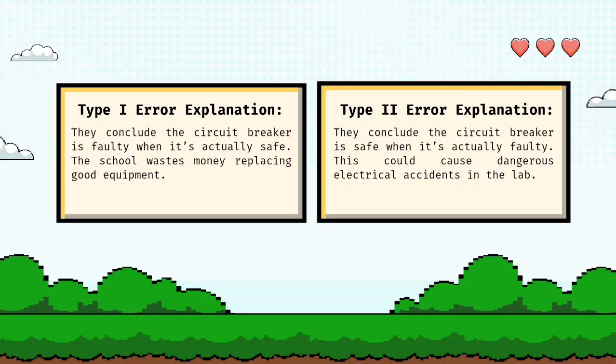Our type 1 error, the team concludes the breaker is faulty, even though it's actually safe. This leads to unnecessary replacement costs, but it is not dangerous. Then, our type 2 error, they conclude the breaker is safe, even though it's faulty. This poses serious risks, electrical accidents, equipment damage, and possible injury. In this example, the type 2 error is much more critical.